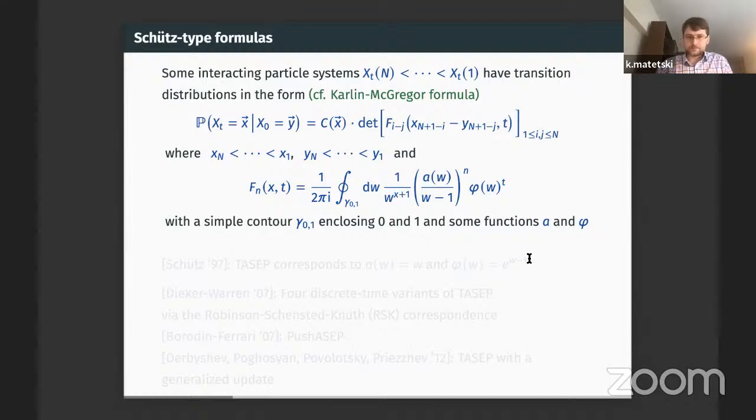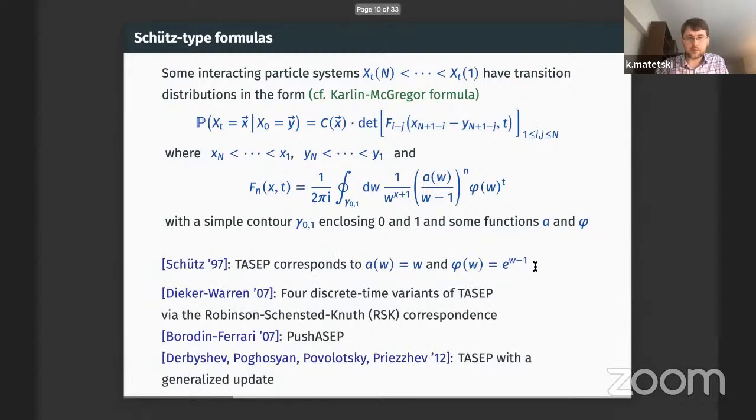The same formula was proved for several other interacting particle systems, some modifications of TASEP. Sometimes these formulas come as a determinant, sometimes they come as a determinant with a prefactor which can depend on x, and this is a prefactor which just turns this determinant into the probability distribution. But in every case, we have a formula like this in terms of a determinant of an n by n matrix. We call this formula Schütz type because the first result of this form was obtained by Schütz in 1997. He computed these transition probabilities for TASEP in continuous time, and he obtained this formula for the choices of a and phi, as you can see here.